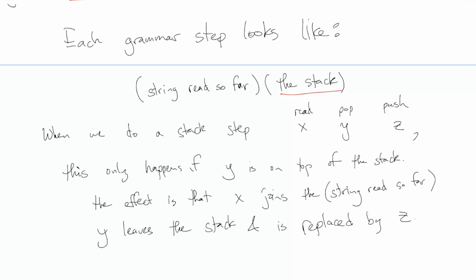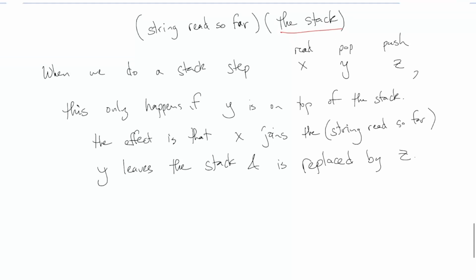And so all of this means, if I were to write down precisely what happens in the grammar, it looks like this. It looks like some stuff here. I'll just say the string read so far. I'm just getting to the good part. Like I said, the only way you can do this rule at all is if Y is on top of the stack. So look up here, what these pieces look like in the grammar every time is the string read so far followed by the stack. But this is only going to work if Y is on top of the stack. So it has to be a Y there and then followed by the rest of the stack.